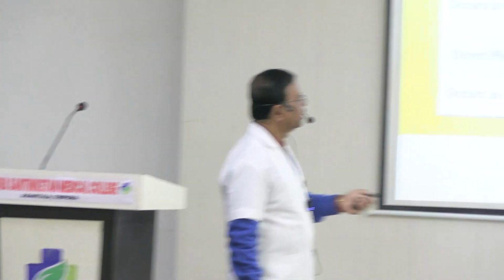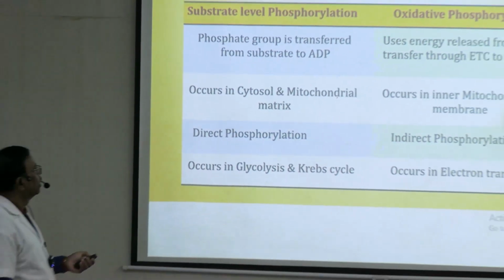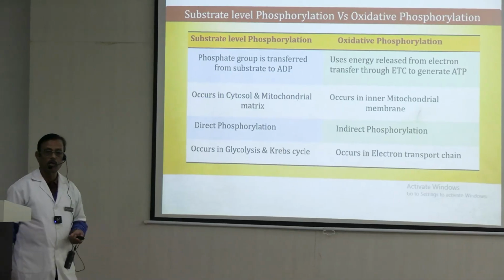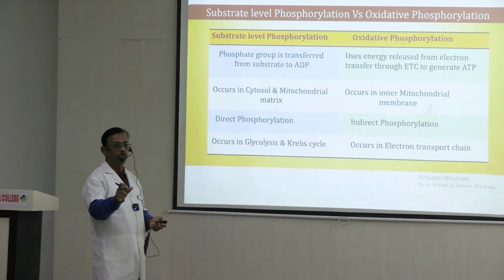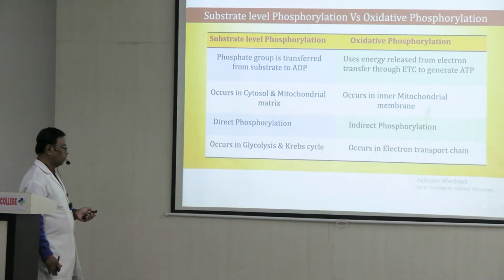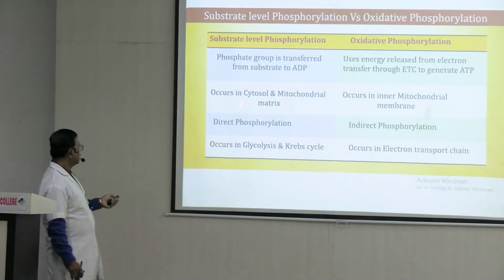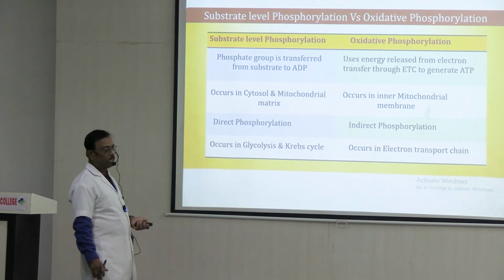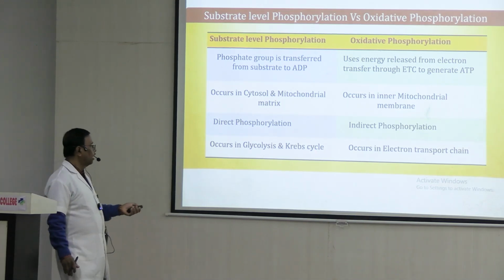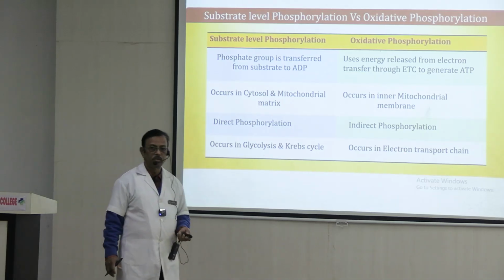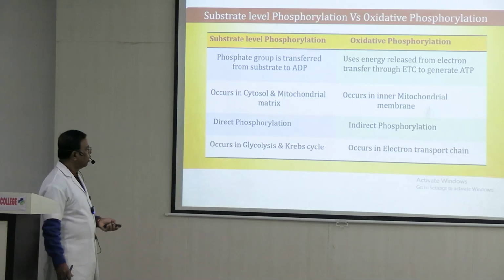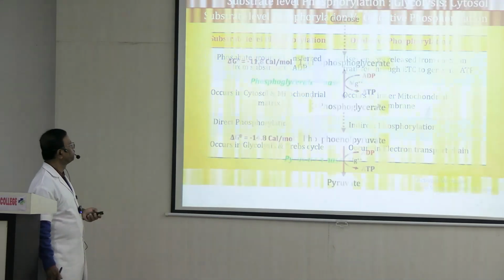In case of oxidative phosphorylation, it occurs in the inner mitochondrial membrane. There is electron transport chain coupled with the ATP synthase, that is the oxidative phosphorylation complex. Substrate level is a direct phosphorylation, and this is indirect phosphorylation. Substrate level occurs in glycolysis and Krebs cycle, and oxidative occurs in electron transport chain. So, oxidative phosphorylation has to occur in electron transport chain only.